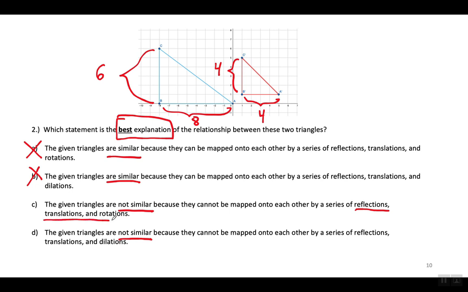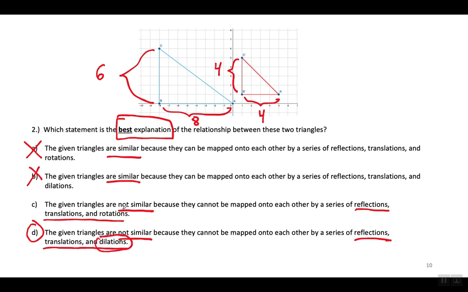Letter C says that the given triangles are not similar because they cannot be mapped onto each other by a series of reflections, translations, and rotations. Letter D says the exact same thing, except back here it says reflections, translations, and dilations. Okay? So since one triangle is bigger and the other one is smaller, in order for them to be similar, you have to be able to do a dilation at some point to change the big triangle into the smaller triangle. So that's why the best explanation is the answer that has the word dilation in it.